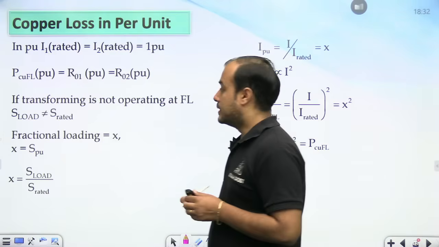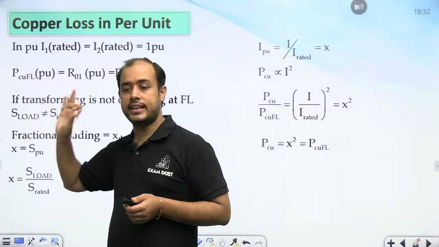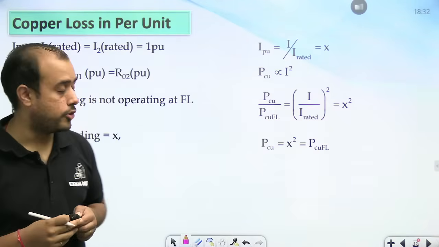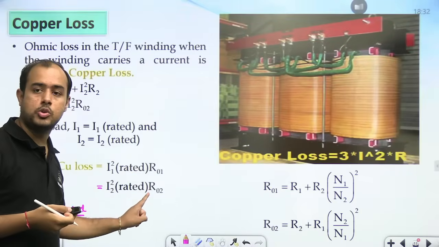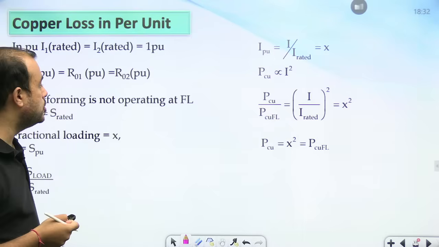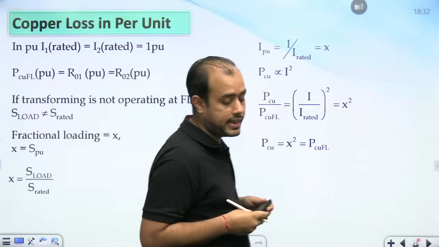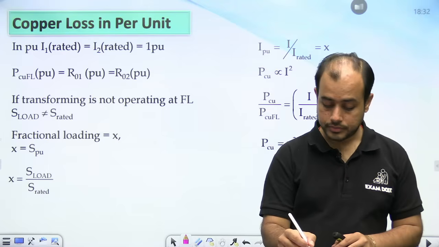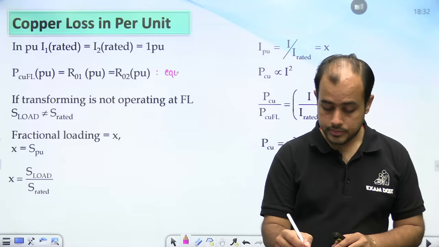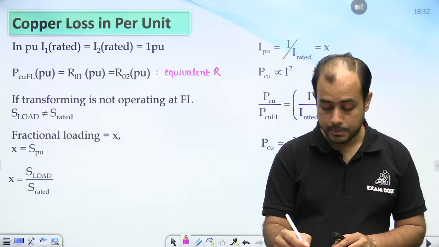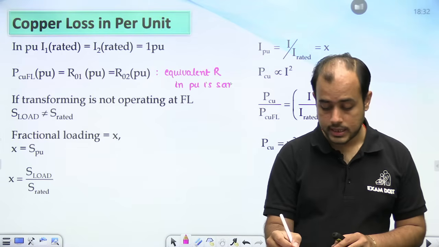Now this I have already explained that rated current is 1 per unit. So full load copper loss will be equal to equivalent resistance in PU, and equivalent resistance in PU is same on both the sides. ठीक है, equivalent resistance in PU is same on both sides.